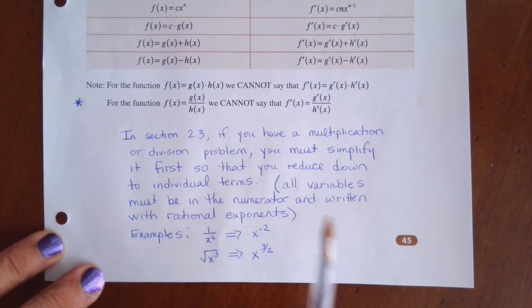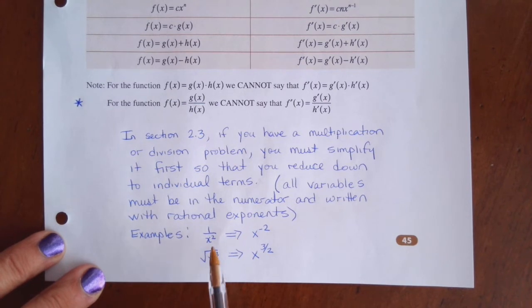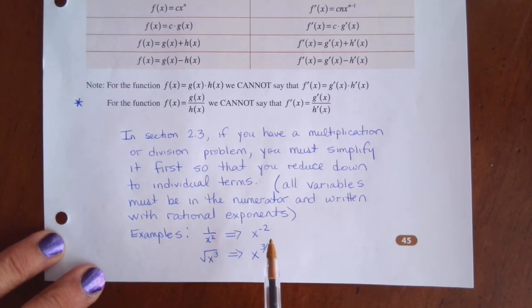The other thing about that is all your variables, okay? All your variables when you work these shortcut problems must be in the numerator, and you must write all your variables with rational exponents. So I just did two quick examples here. For example, if you have a variable in the denominator, you would write that as x to the negative 2. Again, this is a division problem and we don't have a rule for division. So we're going to write it this way so we can do the rule.